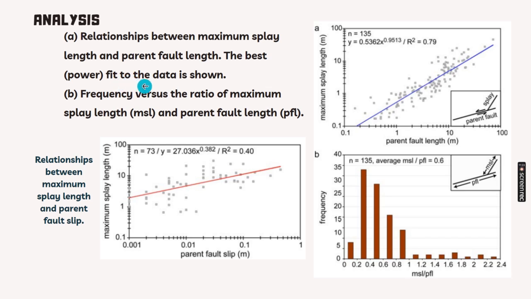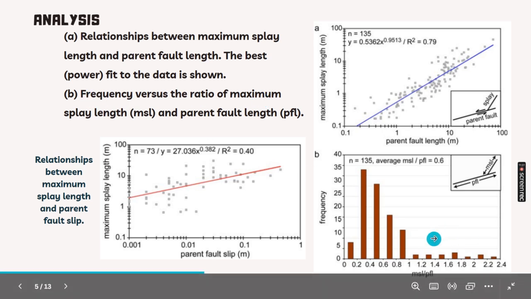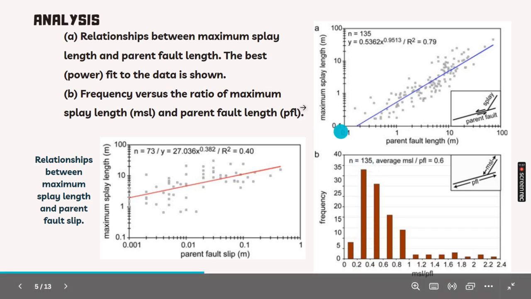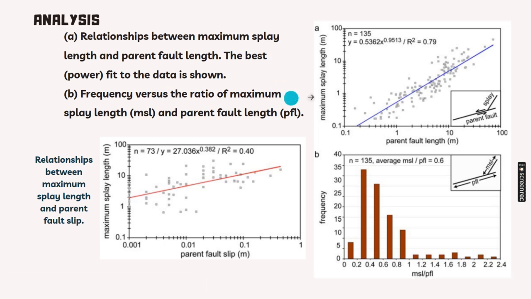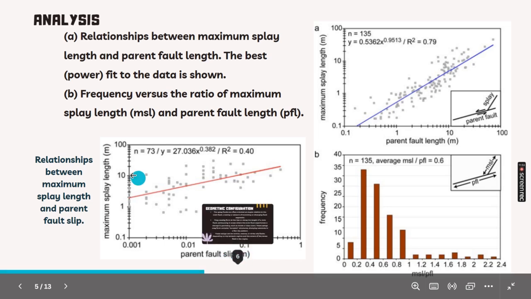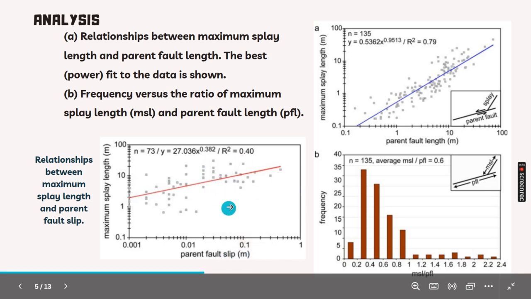From this we can see the relationship between maximum splay length and parent fault length. The best fit to the data is shown with this blue color. And here if you see B, frequency versus ratio of maximum splay length and parent fault length, I have shown the mode is 0.3. And as I mentioned at the beginning, fault length is important, not any kind of slip. Now if we see maximum splay length versus parent fault slip, not fault length, that slip is not at all correlatable.